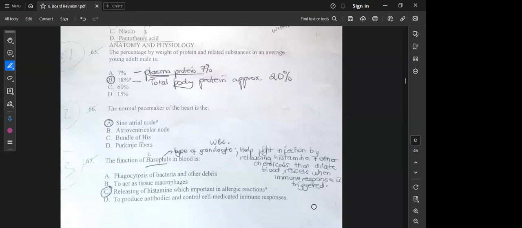So the function of basophils in blood is it phagocytosis of bacteria and other debris? Is it to act as tissue macrophages? Is it to release histamine, which is important in allergic reactions, or to produce antibodies and control cell-mediated immune responses? We know that's not true. That's for the B lymphocytes. And also A and B is not right.